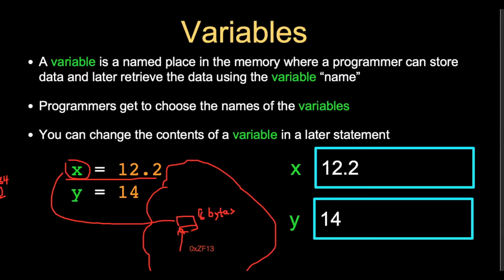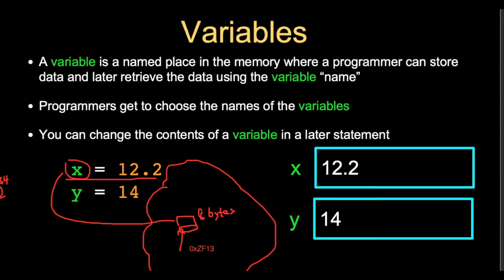On one hand, you have this x, which is a label for this particular memory space. And if you print the value of x, you see 12.2 in it. The reason you can do that is because 12.2, which is a float, is being stored into an 8-byte structure that calls for a float type.